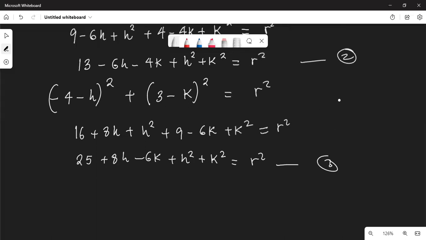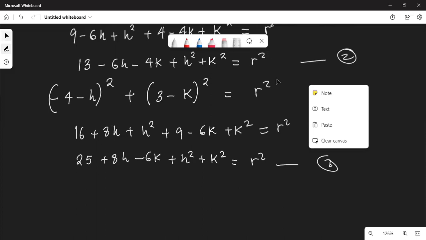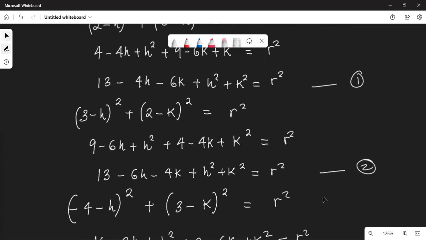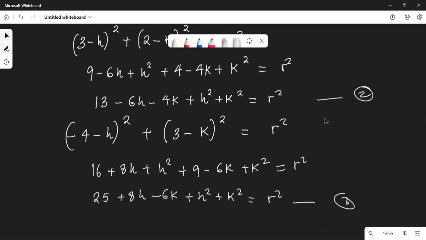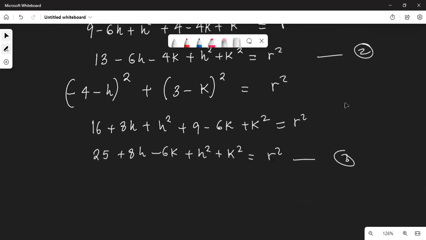So now, since we have our three equations, you can solve these equations simultaneously. And if you notice, all the equations are equal to r squared, so you can pair them. Equation 1 is equal to r squared, equation 2 equal to r squared, as well as equation 3 equal to r squared. So you can pair equation 1 with equation 2, equation 2 with equation 3, as well as equation 1 with equation 3, whichever way.